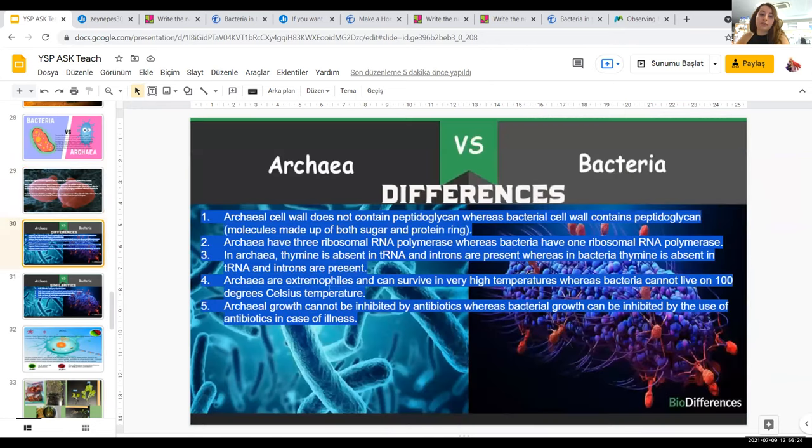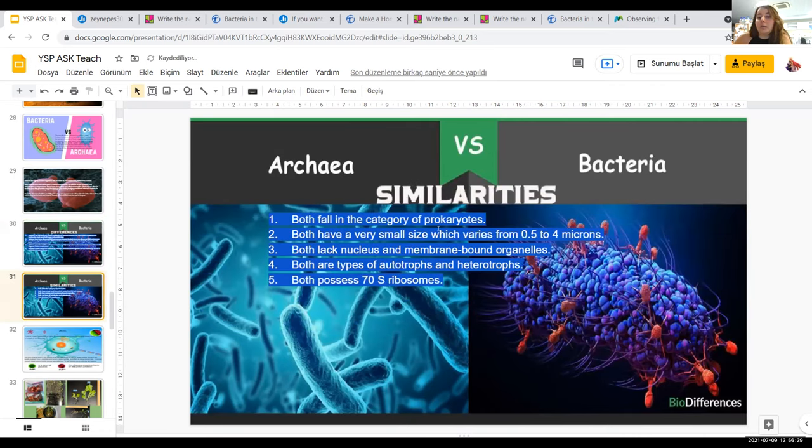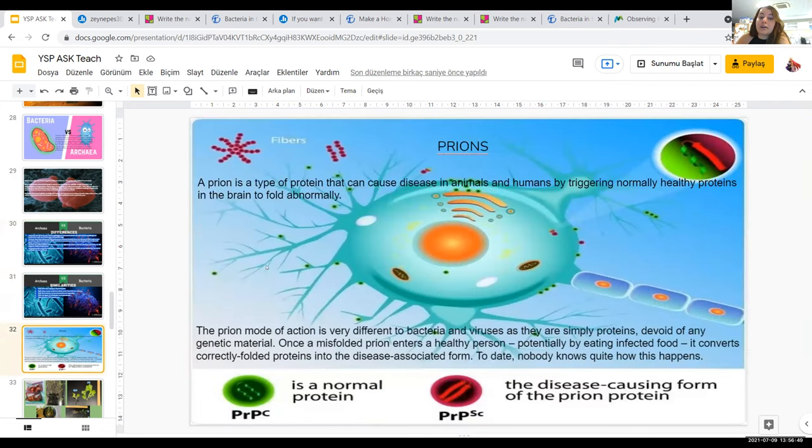I have talked about differences, but this is a little bit too much information. I'm just saying that archaea are extremophiles, can survive in very high temperatures, but bacteria cannot. And also they have so many similarities. They are very, very small, and they are both autotrophs and heterotrophs. And also prions. Prions are some type of protein, and they can cause disease in animals and humans by triggering normal healthy proteins in the brain to fold abnormally.